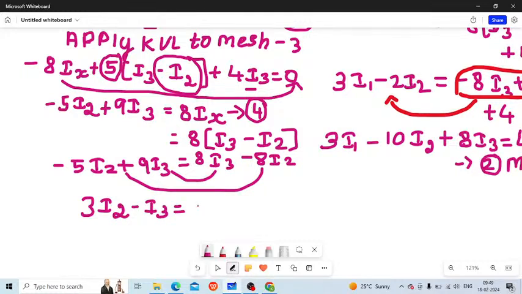Is it not? Right? Okay, so we'll just write it. So this is plus i3, which is equal to 0. Why plus i3? This is positive 9i3 and this is 8i3. If you shift 8i3 to the left hand side, you get minus 8i3. But 9 is more, right? So it is plus i3. So this is modified equation number 4.